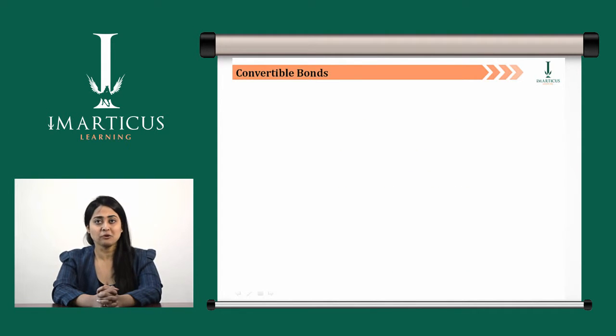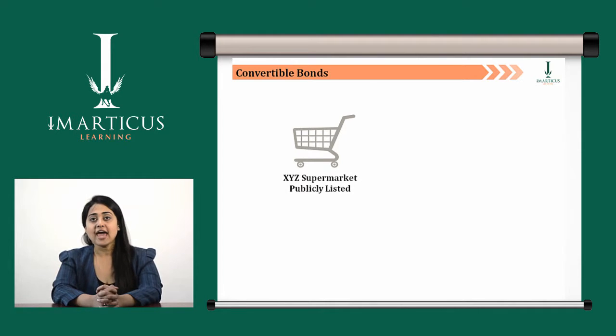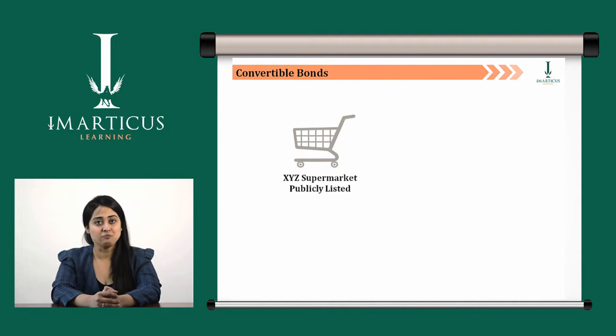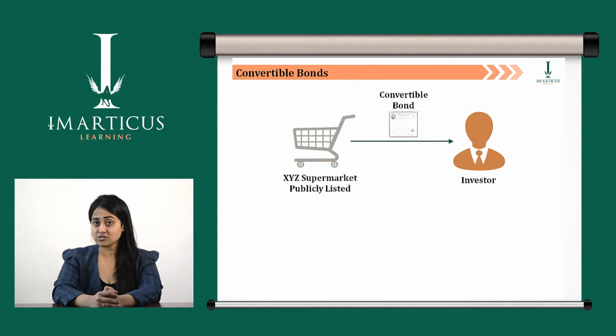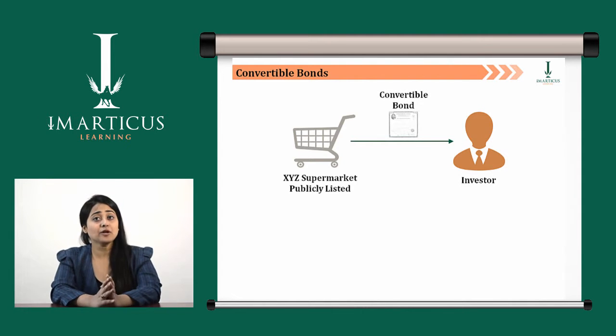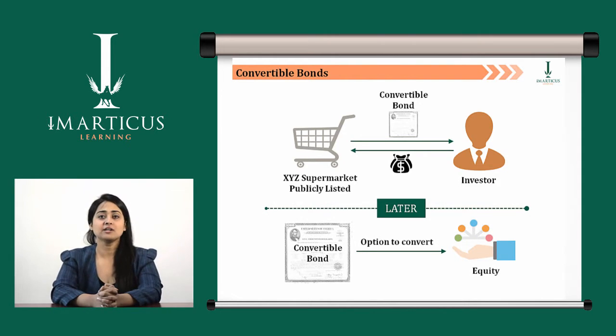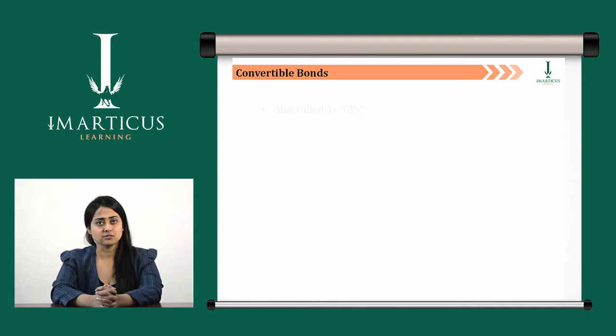How do convertible bonds work? Let's take an example. Suppose XYZ supermarket, which is a publicly listed company, wants to raise funds through the medium of bonds. It can offer convertible bonds to its investors. Later, at a pre-decided date, these convertible bonds can be converted to equity at an already agreed date while issuing these bonds. Convertibles are sometimes called CDs.